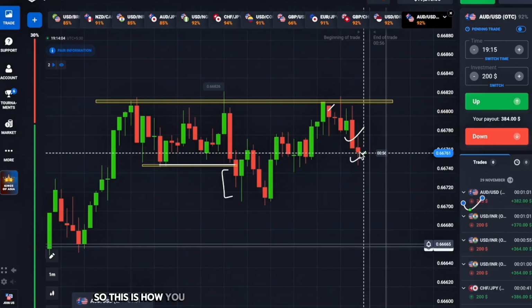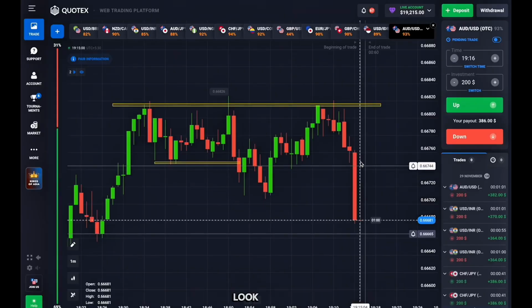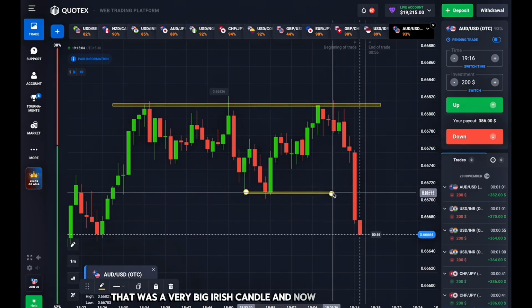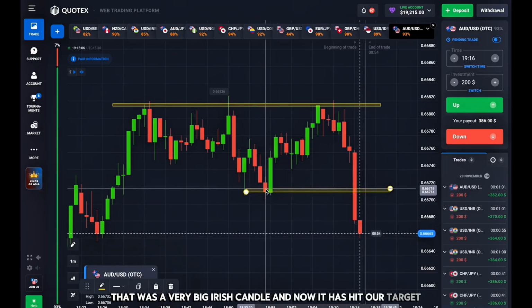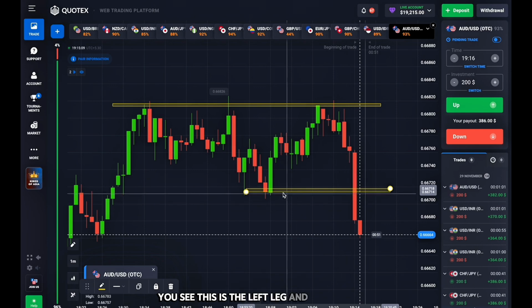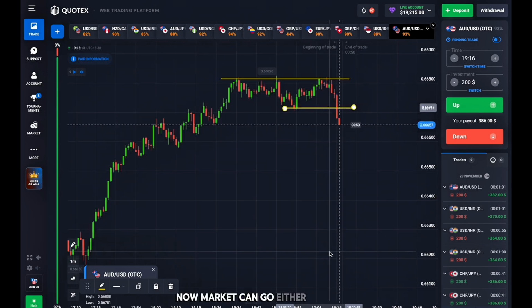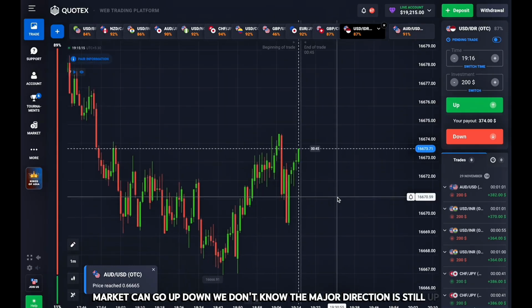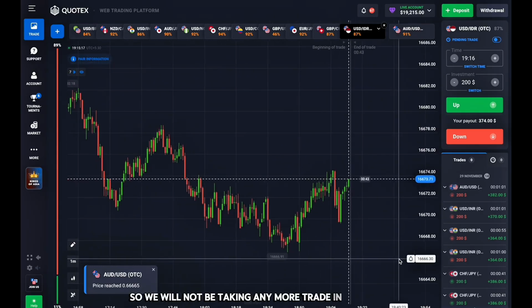So this is how you can take trades with the help of liquidity sweep. Now after the sweep has happened, the market's next target is this left leg, and oh my god, look at that. That was a very big bearish candle, and now it has hit our target. You see, this is the left leg and it is fulfilled. Now the market can go either direction. The market can go up, down, we don't know. The major direction is still up, so we will not be taking any more trades in this market.